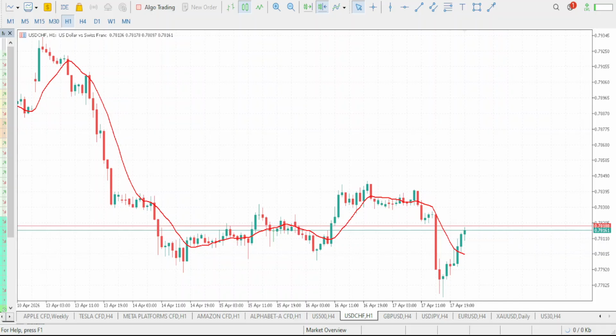So guys, this is what we are going to be expecting for the day on our USD Swiss franc. So this is our USD Swiss franc, and this is what USD Swiss franc should be giving us for the day.